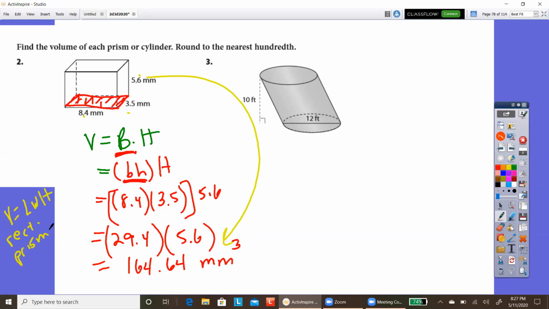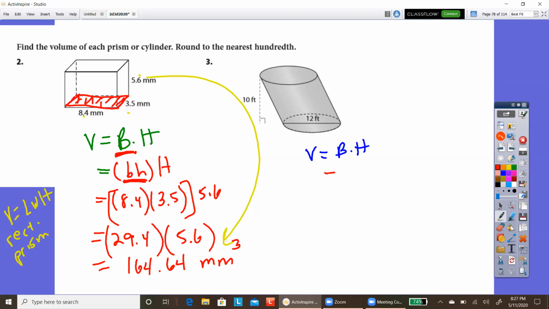If it's any other shape, that formula won't work, which is why I don't like to use formulas that only work one time. Case in point, this one, a cylinder, though it's not a prism, it is a circular prism. Some people call it that.